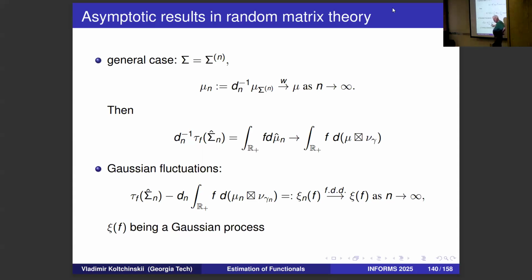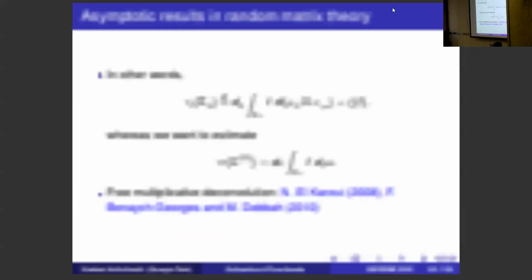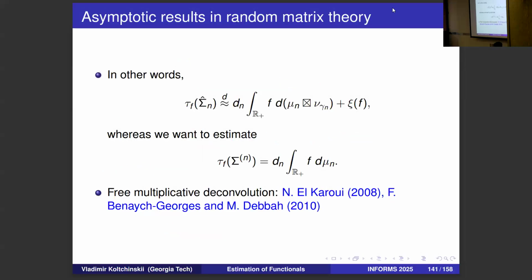Also people studied the Gaussian fluctuation for this. If you subtract from the trace functional of d_n times this integral, call this process psi_n of f, then the finite-dimensional distributions of this process will converge to some Gaussian process. What it really means is that tau_f of sigma_n hat will be approximately equal in distribution to this integral plus Gaussian noise, which by the way does not tend to zero. It's a finite Gaussian random variable, not small.